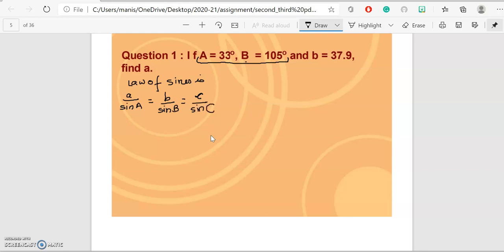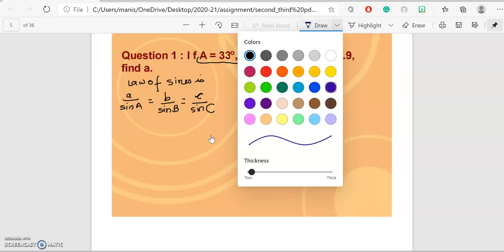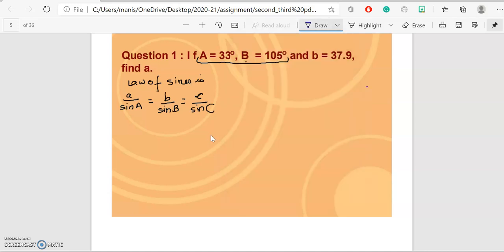Now come back to the question over here and let's read. It says uppercase A is 33. What you will do is you will come back over here and you will circle this ratio. It says uppercase B is 105. You will circle this one which is having uppercase B. Now look over here, they gave you uppercase A, uppercase B, and lowercase b, and we need lowercase a. In this question it is not talking about C, so we will not take this ratio.